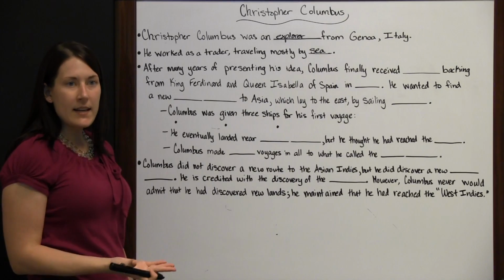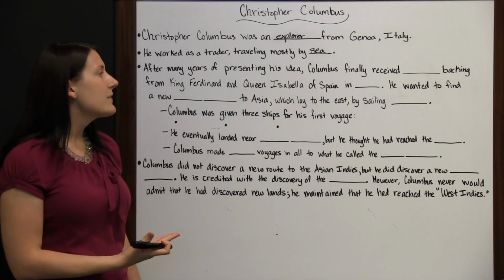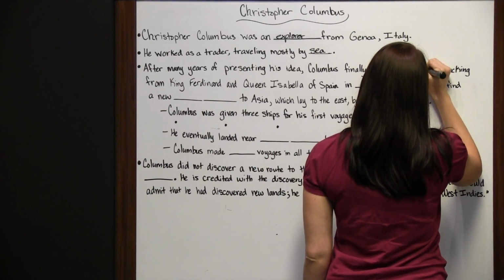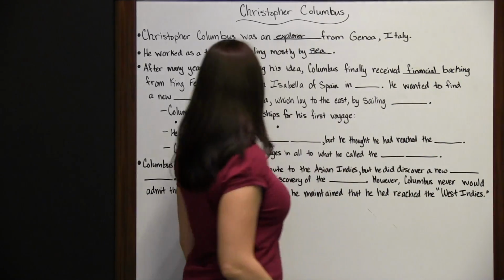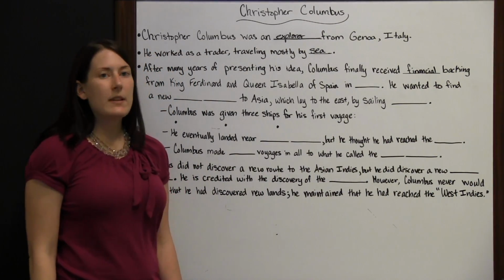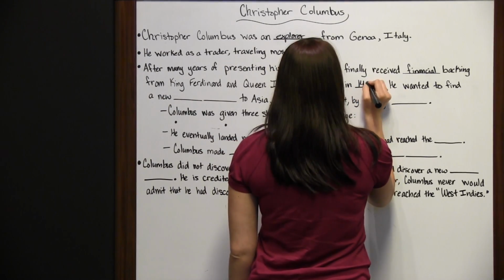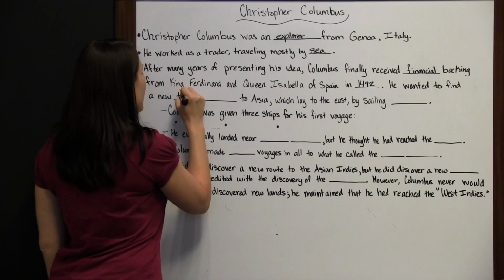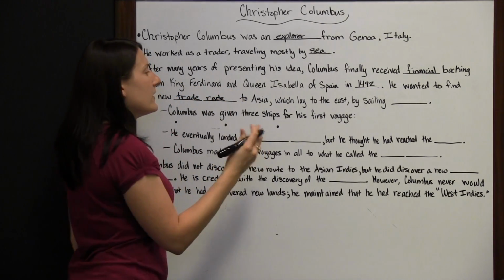Then he came up with an idea. After many years of presenting his idea, Columbus finally received financial backing from King Ferdinand and Queen Isabella of Spain in 1492. And this was his idea. He wanted to find a new trade route to Asia, which lay to the east.